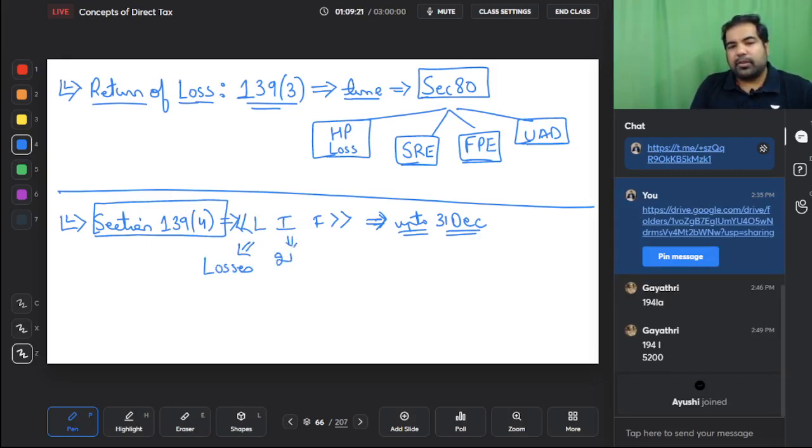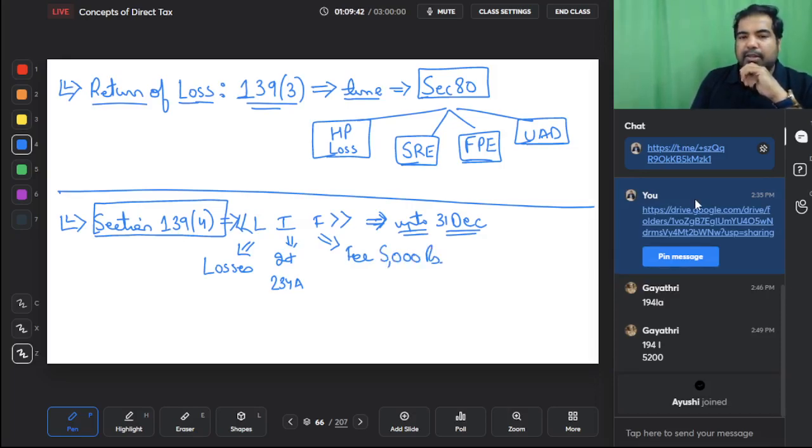There will be interest under section 234A if any tax has to be paid. When you file your return, generally, guys, you don't need to pay any tax because everything has been done as TDS, TCS, advance tax. But if any tax has to be paid, you have to pay it along with interest. And there is a late fee which you will have to pay of 5,000 rupees.